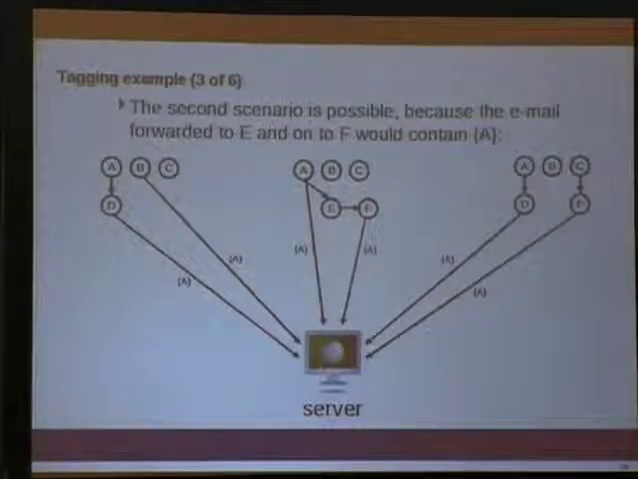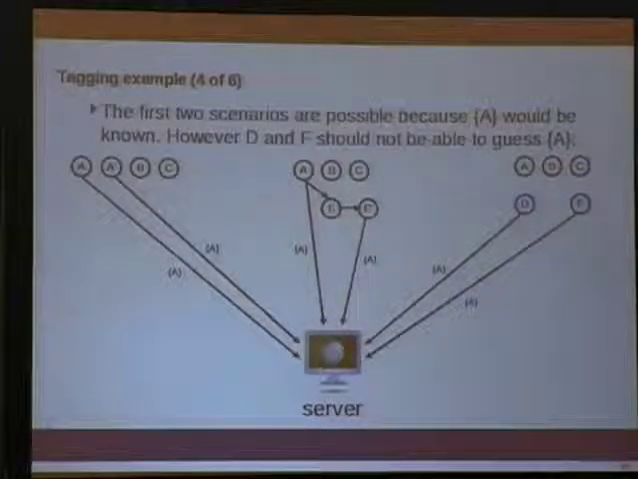Second scenario is possible here because the email forwarded along to E and then to F would contain tag A. So F could send a request to us with tag A. The other two scenarios, for the same reason, B doesn't know tag A and C doesn't know tag A, so they can't actually send those requests. For the last one, the first two scenarios are working for the same reason. A, if he checks his email at home and at work, he still has the same tag in his email. But again, we can remove D and F because they never would have received any information from the people we sent the emails to.